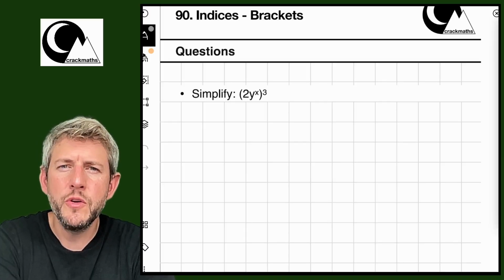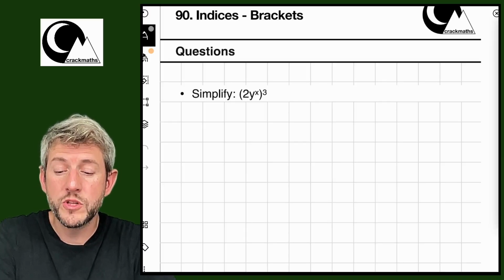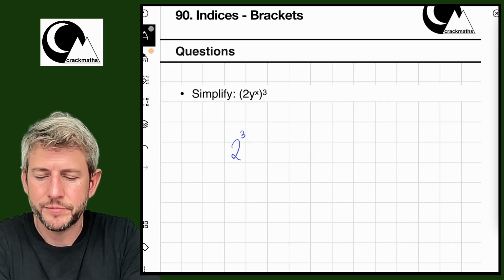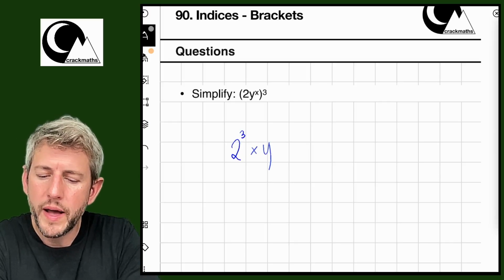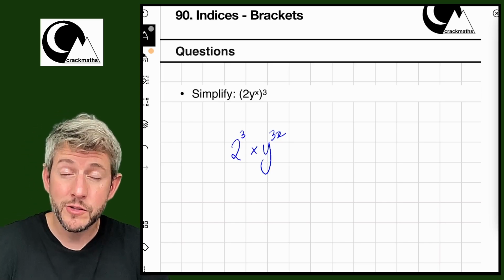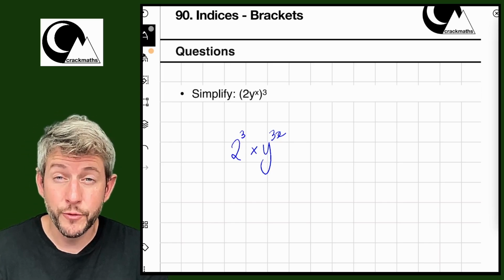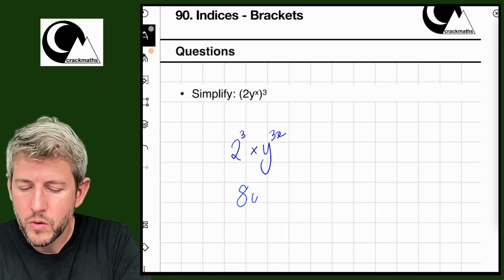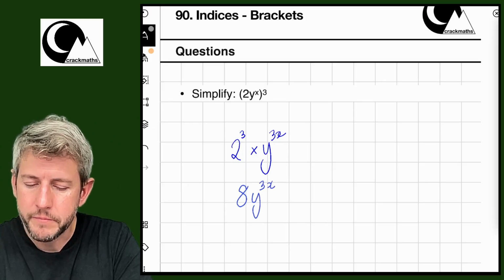Simplify (2y^x)^3. So I know that this is going to become 2 to the power of 3 times y to the power of 3x. 2 to the power of 3 is 2 times 2 times 2. So 2 times 2 is 4, 4 times 2 is 8. So this is going to become 8y to the power of 3x.